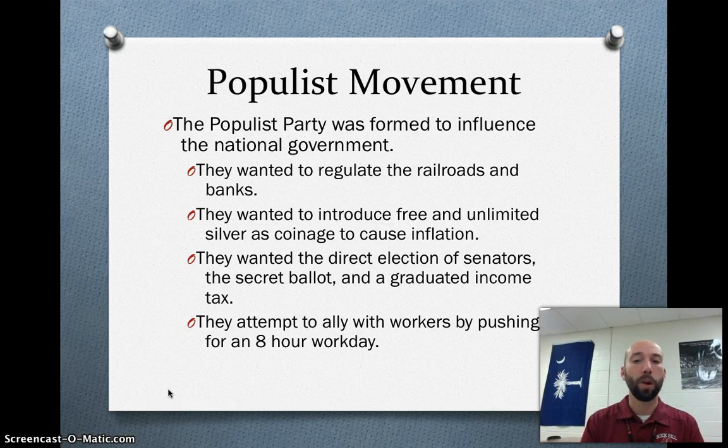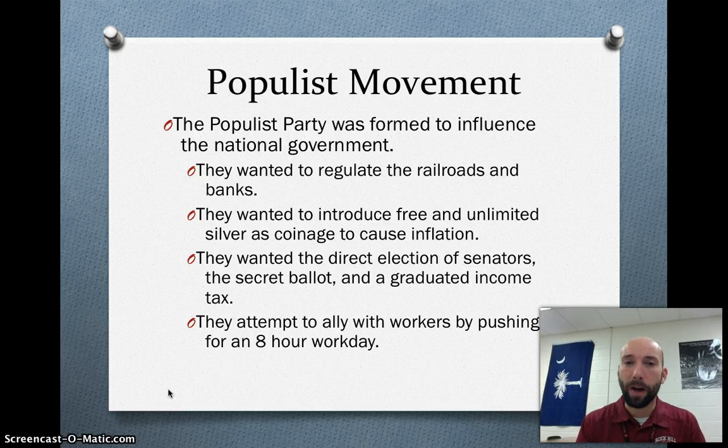They think that railroads and banks are cheating them out of a lot of money, charging them too much money, charging too high of interest rate in the bank's case. They also want to introduce free and unlimited silver as coinage because they want to cause inflation. So if they introduce money into the supply, create more money supply, then that's going to lead to higher prices. Those higher prices would then allow them to pay off their loans more easily. And I'll go through that specifically in class because I know it's kind of a confusing thing.